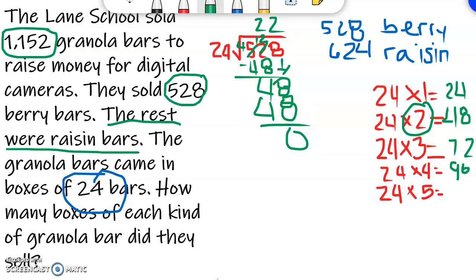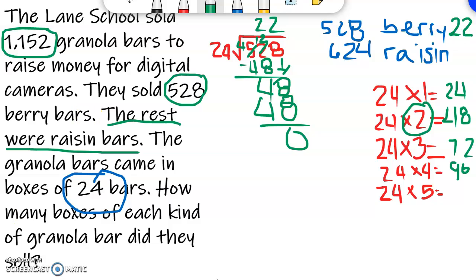So I know that 22 of the boxes were buried. So I'm going to write that. Oh, that doesn't look like a 2. That looks like a 12. Let's rewrite that. So that's 22.